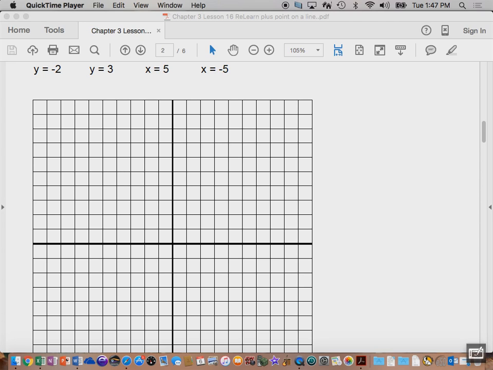You start with number one, and you do every third question. So do number one, skip it, do it. Skip it, do it. Skip it, do it. Just like that.